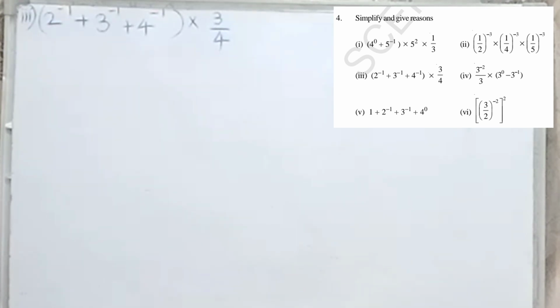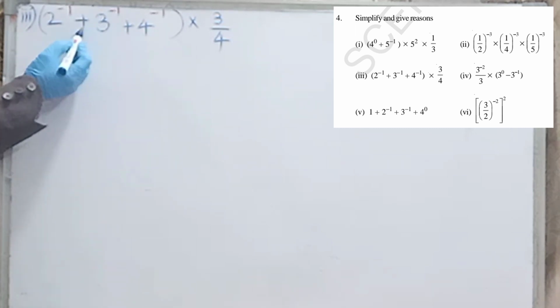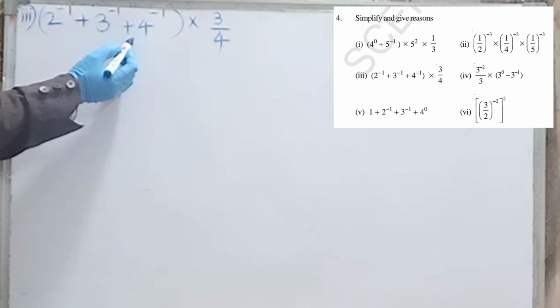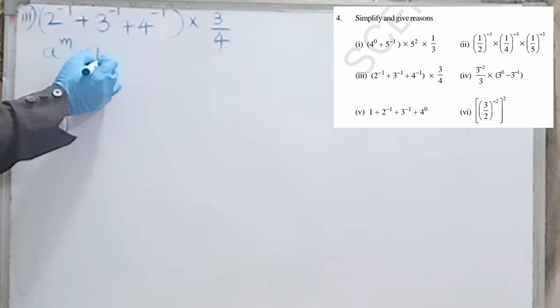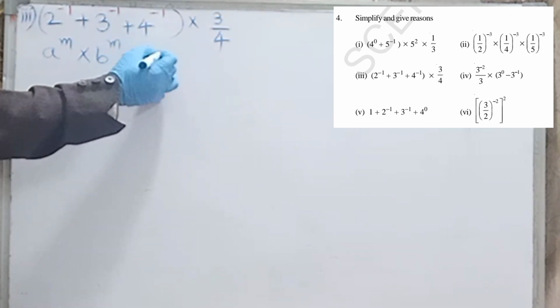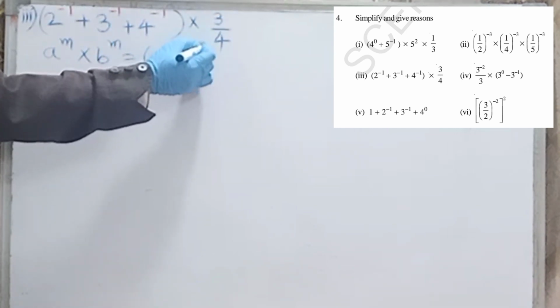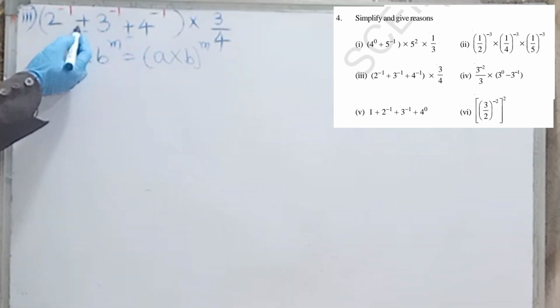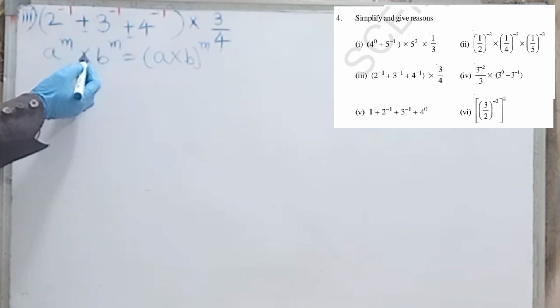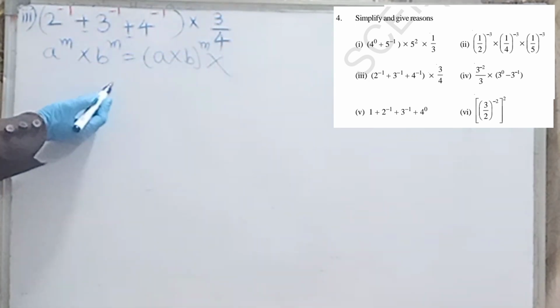Now in this sum we have power same. But you have to note one thing here. In all the previous sums we were having power same, and in between what we were having? A multiplication sign in between. So we were using this formula, a power m into b power m is equal to a into b whole power m. But in this sum, what is there here in between? There is a plus sign. So we cannot use this formula here.